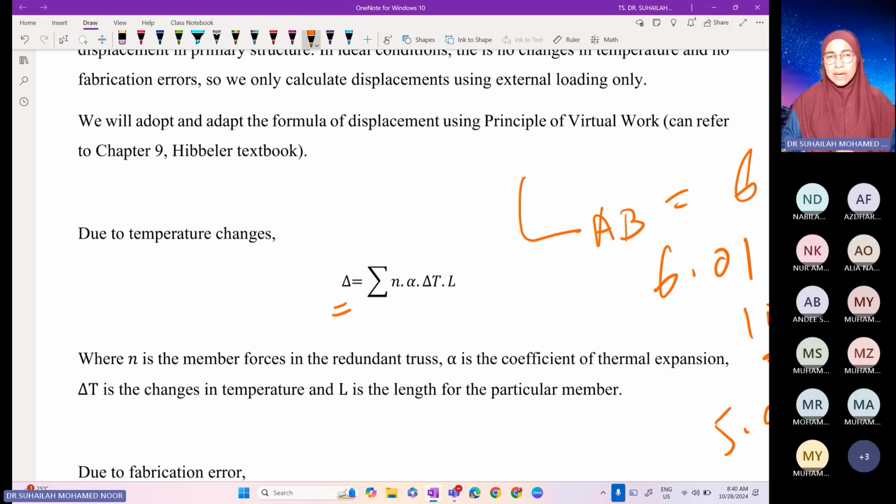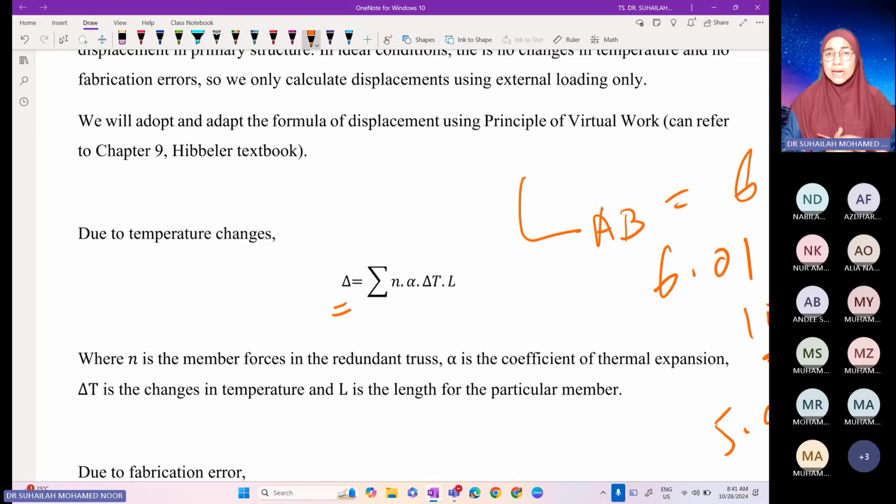So ada some case yang dia tak ada external loading applied on the structure, but it has temperature changes. So that temperature changes also can produce displacement, and after that dia akan affect the reaction in the system. Sama juga case kalau ada fabrication error shorter than, longer than, tapi tak ada external loading. Kita assume dia boleh tak ada external loading, tapi bila ada saja these two effect, either one or combination, so dia akan ada changes in this displacement.